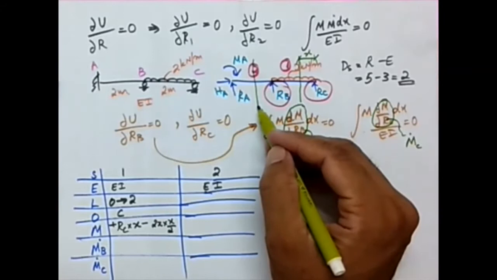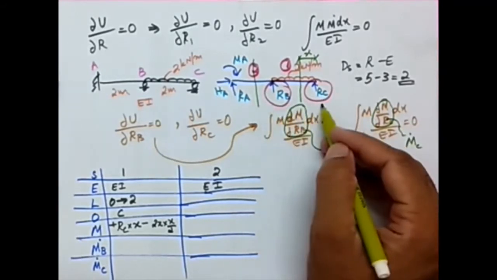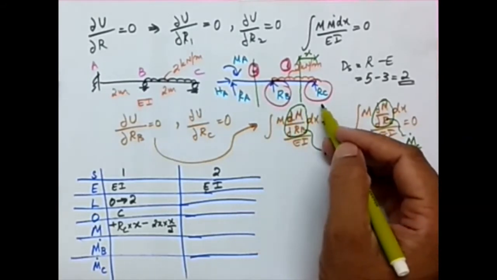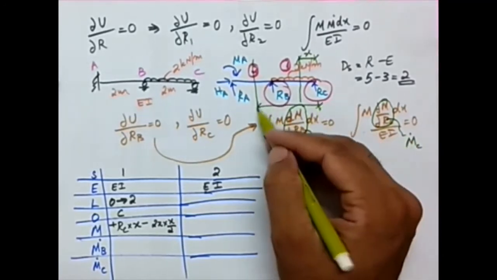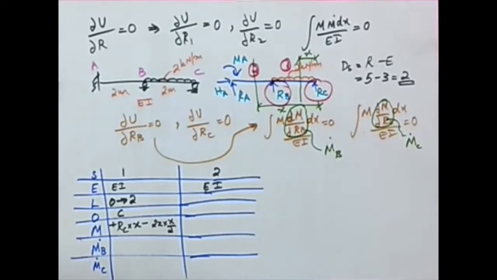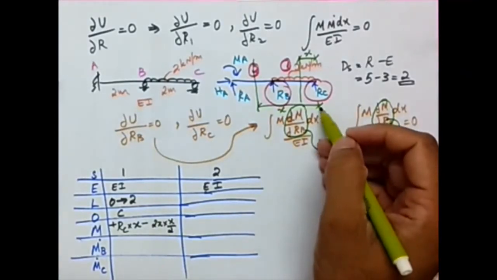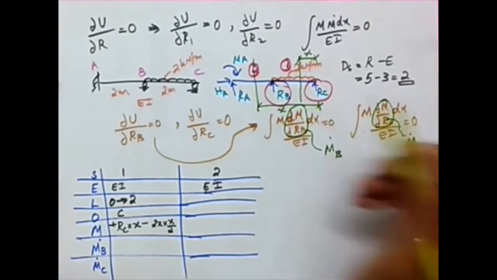If I'm taking C as the origin, this total distance will be the x. So this distance is going to be my x. Fine. If I'm considering B as origin, let's see.